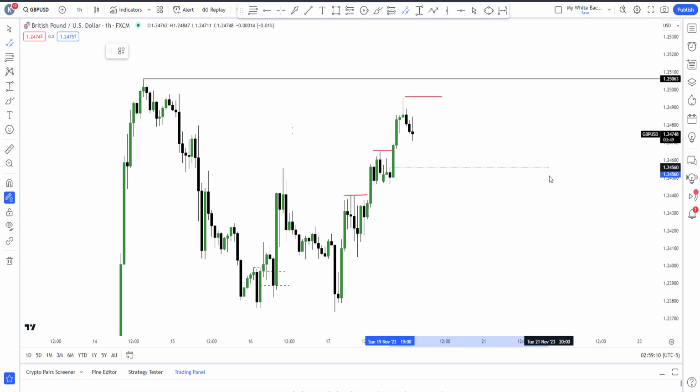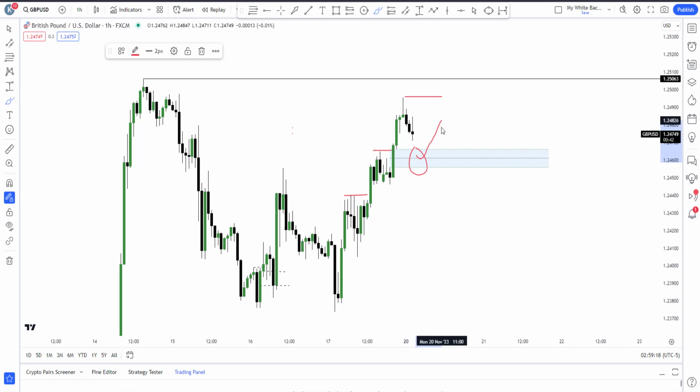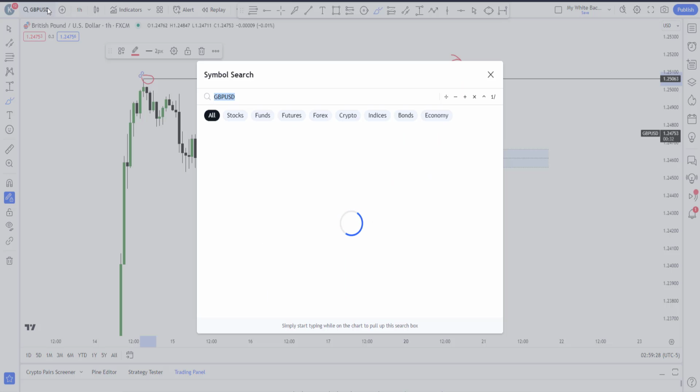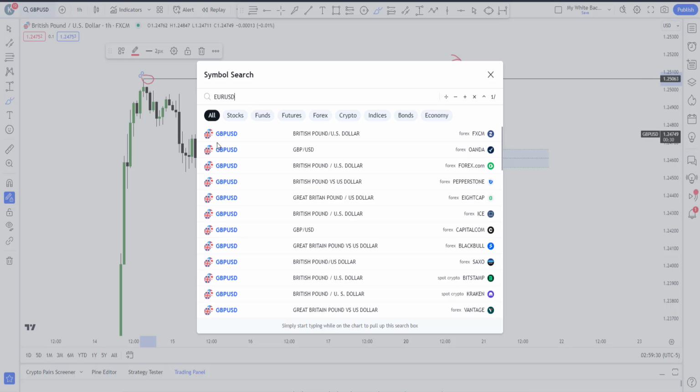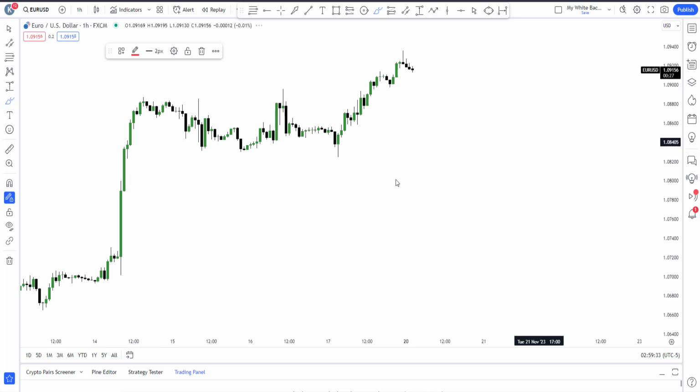We have a fair value gap right here that price may decide to come to. If price is coming to that fair value gap, it is possible that we're going to take our buy to sweep the buy side liquidity above here. Right above there is where price may possibly target. So that is where the buy side liquidity is. The same thing with Euro USD. If you check Euro USD also, you may see that happening at that point.